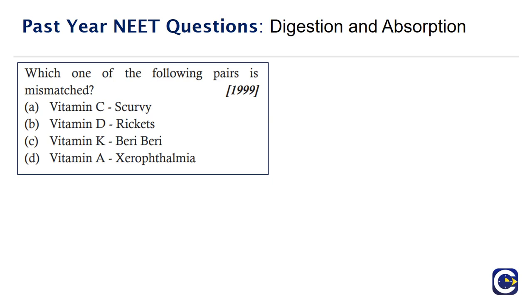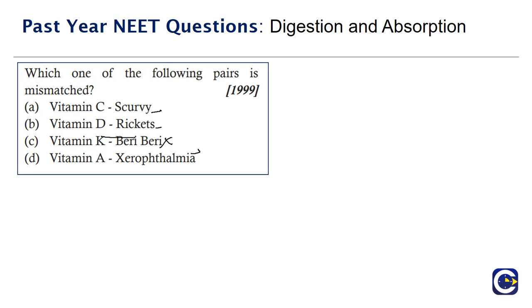Which one of the following pairs is mismatched? The options given are vitamin C scurvy, vitamin D rickets, vitamin K beriberi, vitamin A xerophthalmia. So we know vitamin C scurvy, correct. Vitamin D is rickets in children and osteomalacia in adults. Vitamin A, retinol, causes xerophthalmia or night blindness if it is deficient. Vitamin K does not cause beriberi.